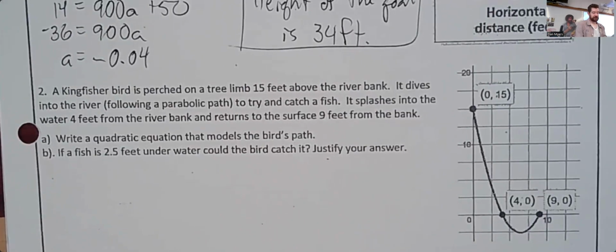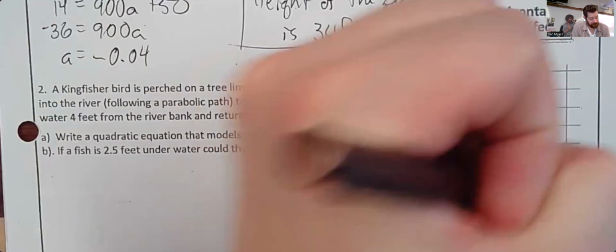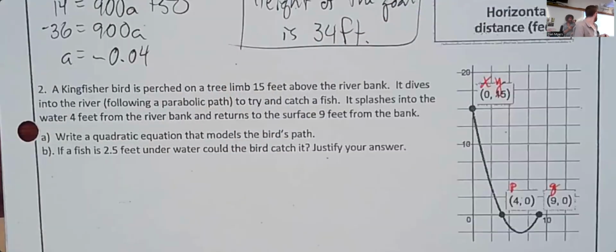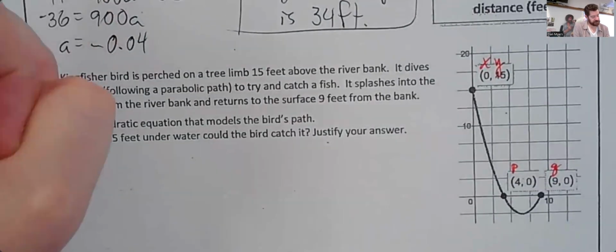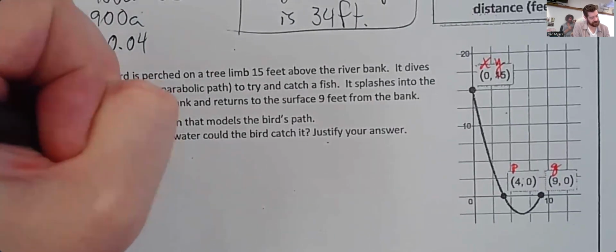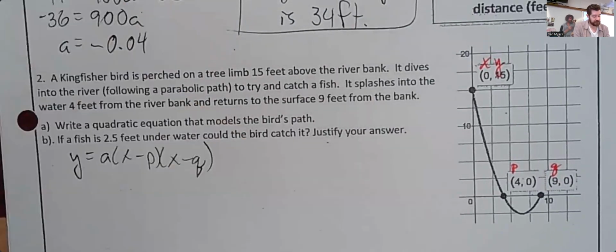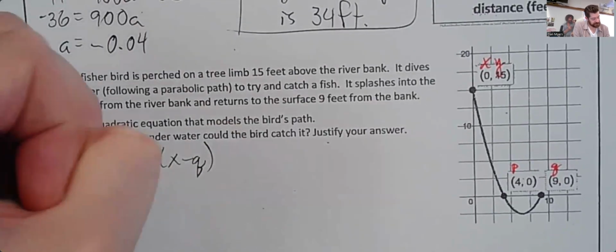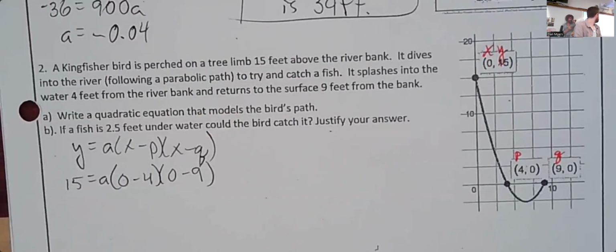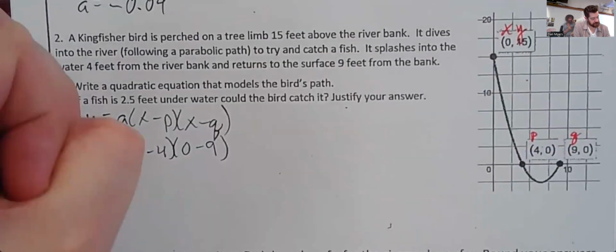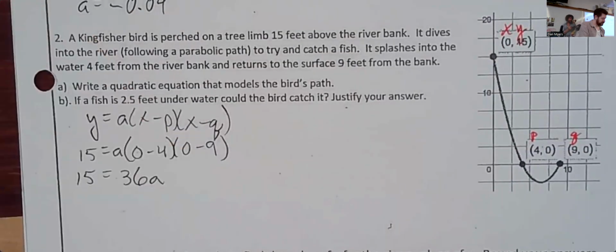Okay. So let's see, we've got X and Y, we have P, we have Q, and we're going with intercept form. So once again, this is Y equals A times X minus P times X minus Q. So that'll be 15 equals A times 0 minus 4 times 0 minus 9. This would be 15 equals 36A. Definitely go with a fraction for your value of A on this one.